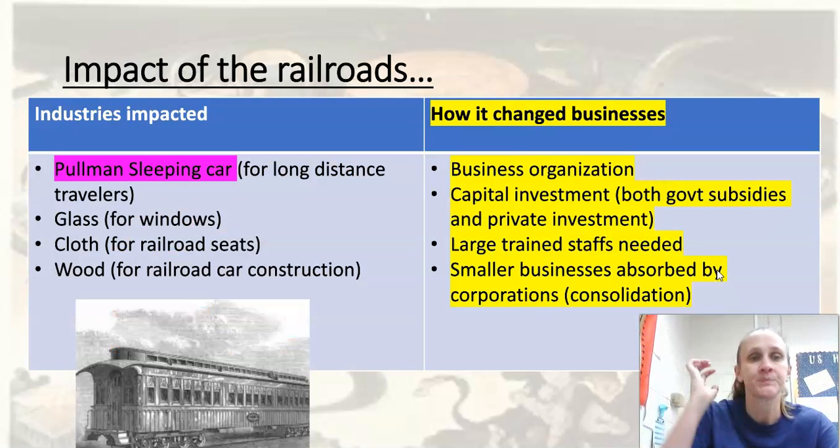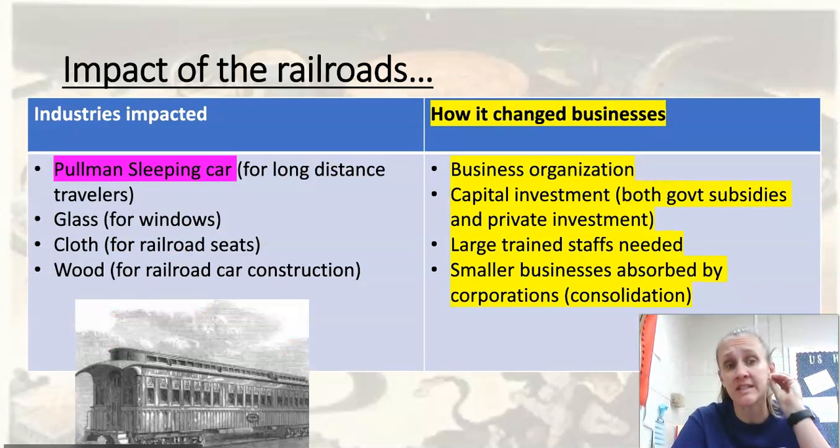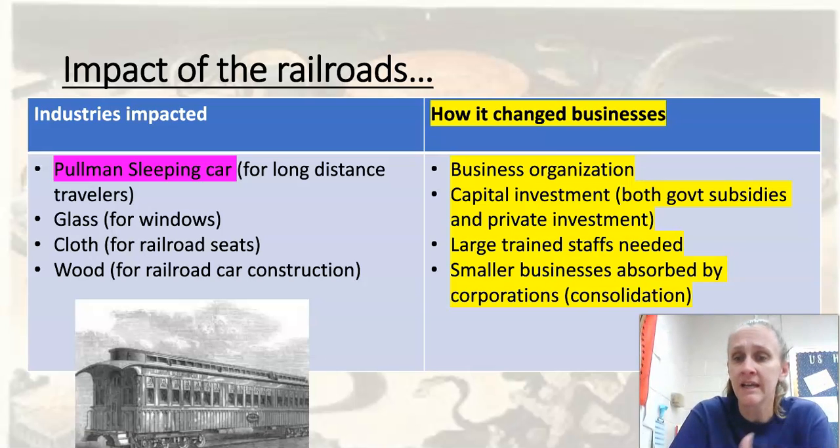All right, so the industries that are impacted, well, we said the steel company and the oil industry, but the Pullman sleeping car, that's a company that makes a car on a railroad. You can see it down here at the bottom. For long-distance travelers, it is exactly what it says it is in its name. It's a sleeping car. You can sleep there. You can rest there. You can travel for days or a week by living in this little car, kind of like a moving hotel room, right?